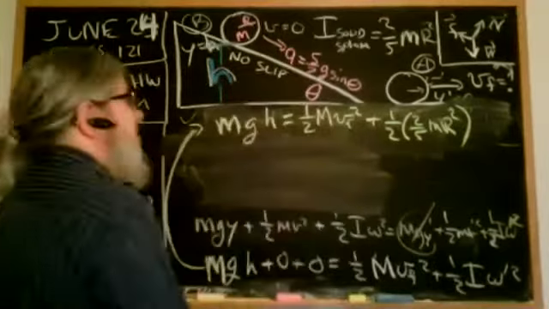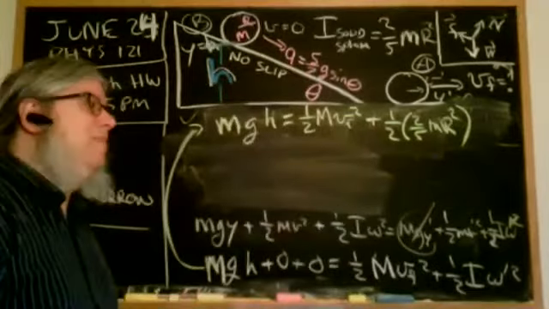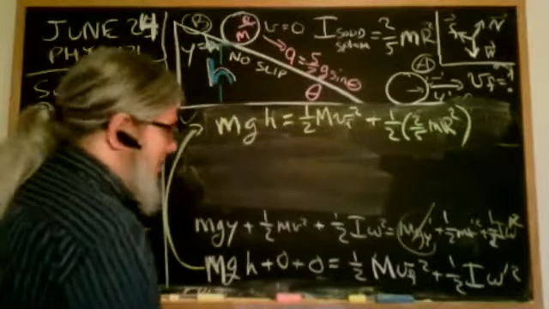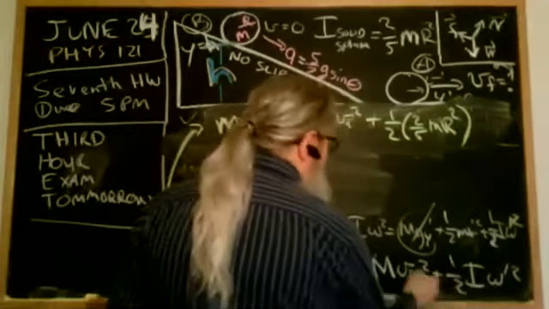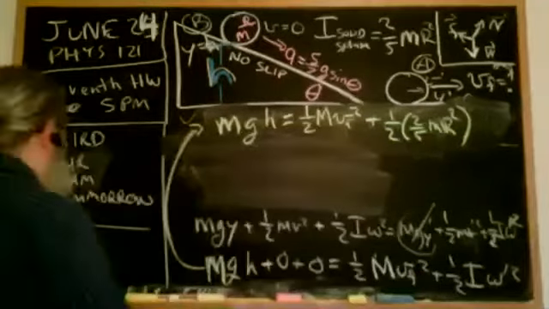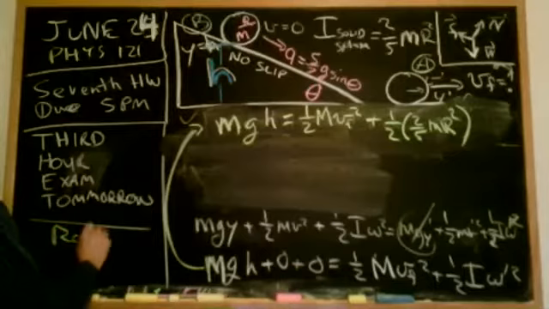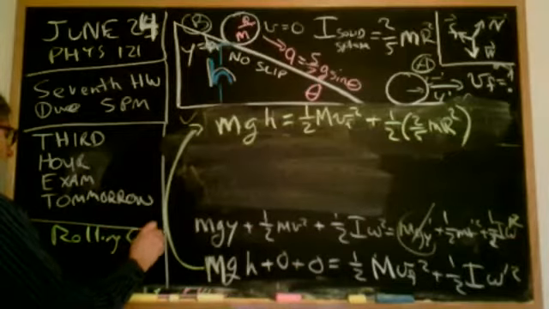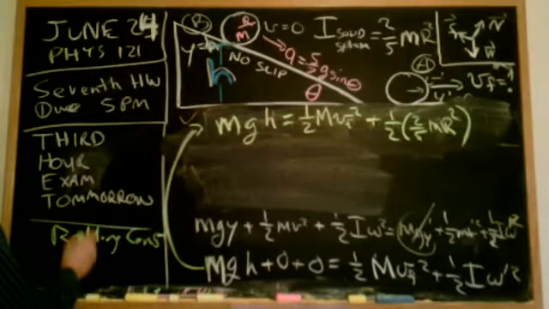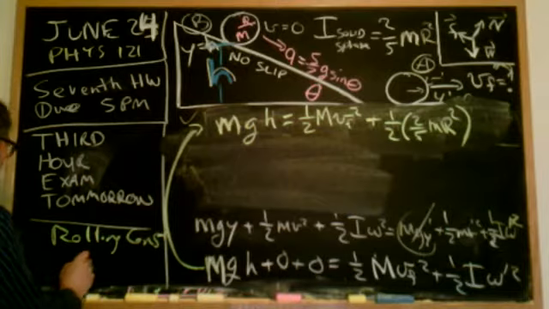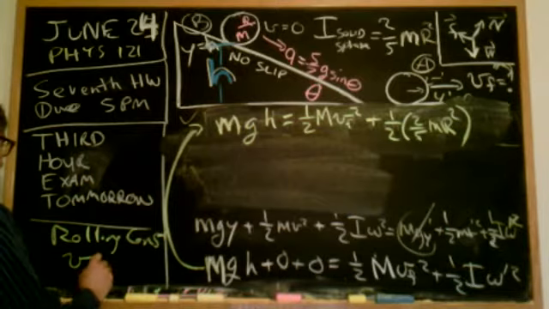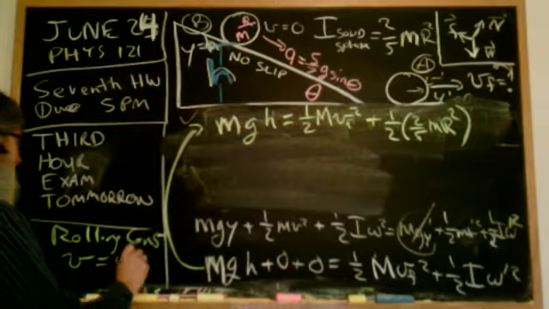And the answer is we use the same thing we keep using when we're dealing with going back and forth between rotational and linear quantities. And that is that we use the rolling constraint. So let me write that over here. So the rolling constraint says that V is equal to omega times R.